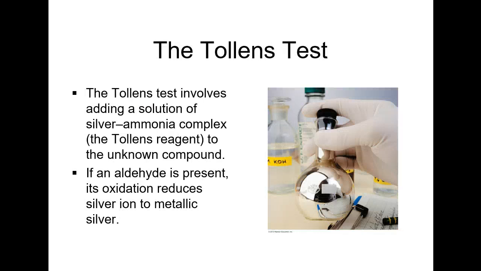Okay, so this next slide shows you the Tollens test. This is what happens: you actually form silver on the inside of your flask, and it's a mirror. You can actually kind of see the guy taking the picture of this. He probably used something in front of it to block himself out, but you can see the silver formed on the glass.